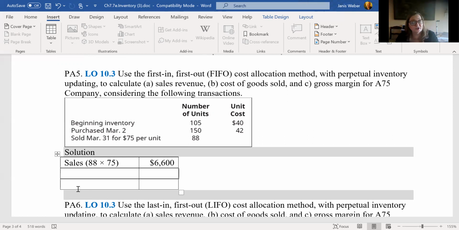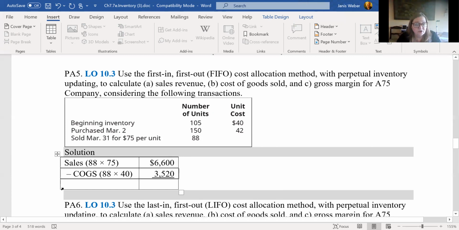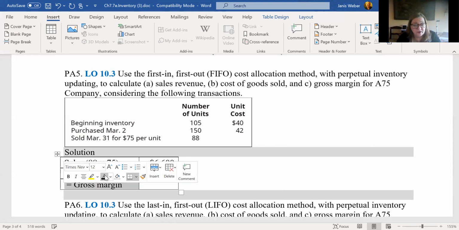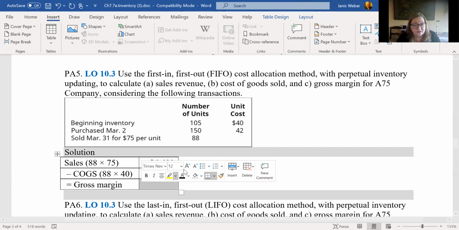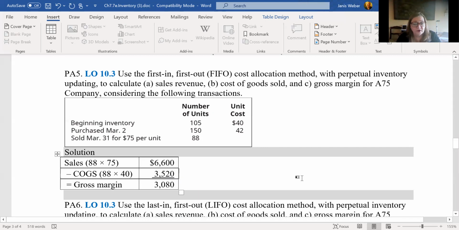So if we're selling first in, first out, that means we have to assume we're selling the first units we bought first. So the beginning inventory units, 105 units at 40, is what we're assuming we're selling from. So we're selling 88 units at $40. That's what's going to be our cost of goods sold, because first in, first out says you assume you sold the ones that were acquired earliest. Once you know sales and cost of goods sold, that makes gross profit or gross margin very clear. Just sales minus the cost of goods sold brings you to the gross profit, 3,080.